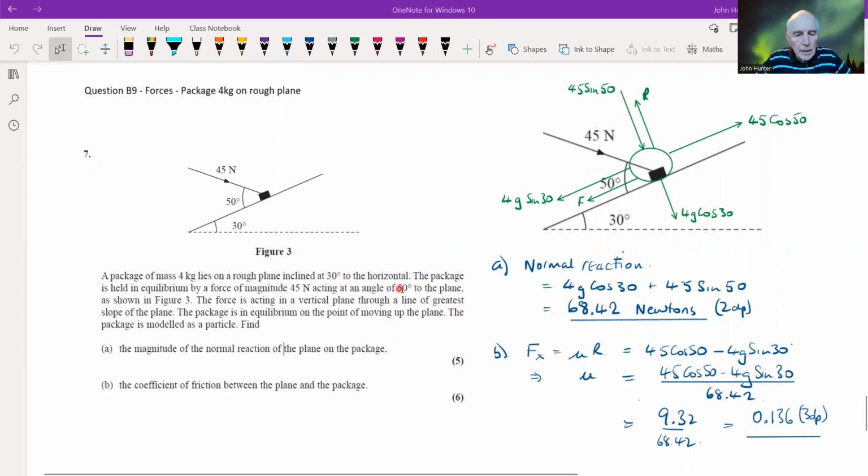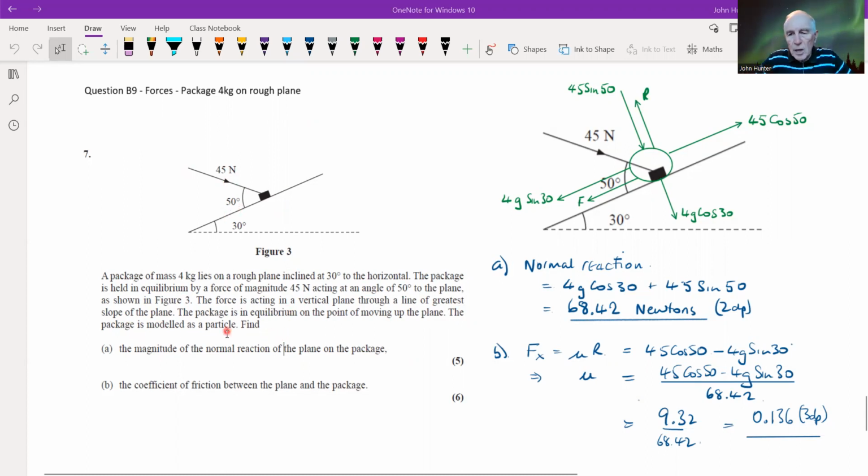horizontal. As we can see, the package is held in equilibrium by a force of magnitude 45 newtons acting at an angle of 50 degrees to the plane. The force is acting in a vertical plane through a line of greatest slope of the plane. That basically means it's not pushing slightly away or towards you. It's just in the plane of the paper, if you like.